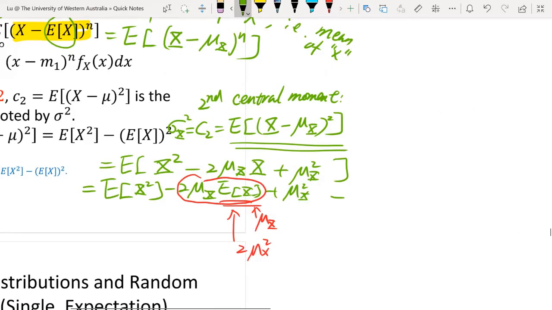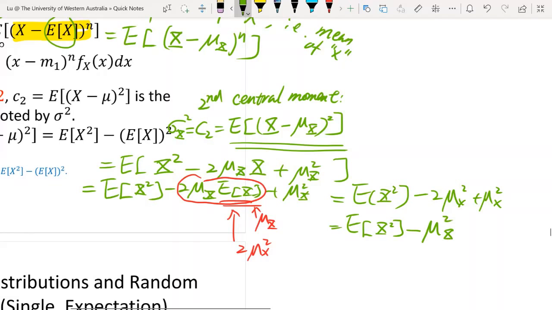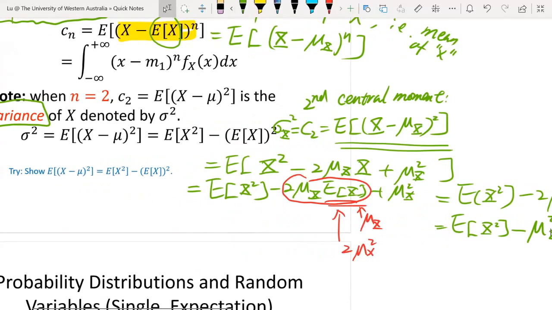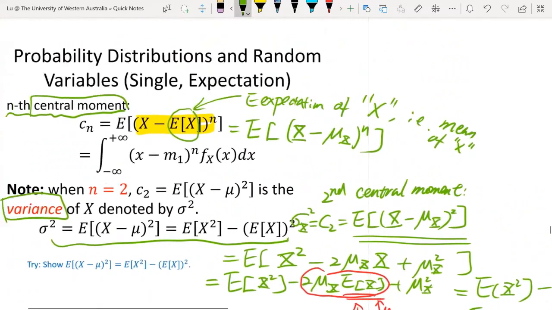Then we can keep writing here, that's equal to E of the random variable X squared minus 2 mu x squared plus mu x squared, which is equal to the expectation of the random variable X squared minus mu x squared. That result is also shown here. Sorry for the massive writing, but I think this can help you to understand what you are doing.